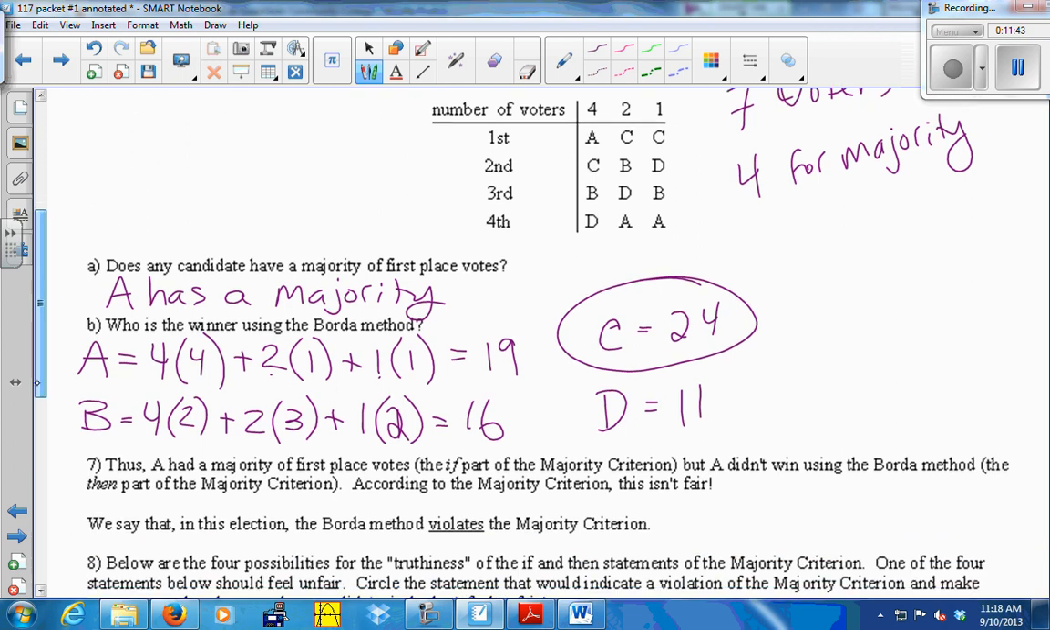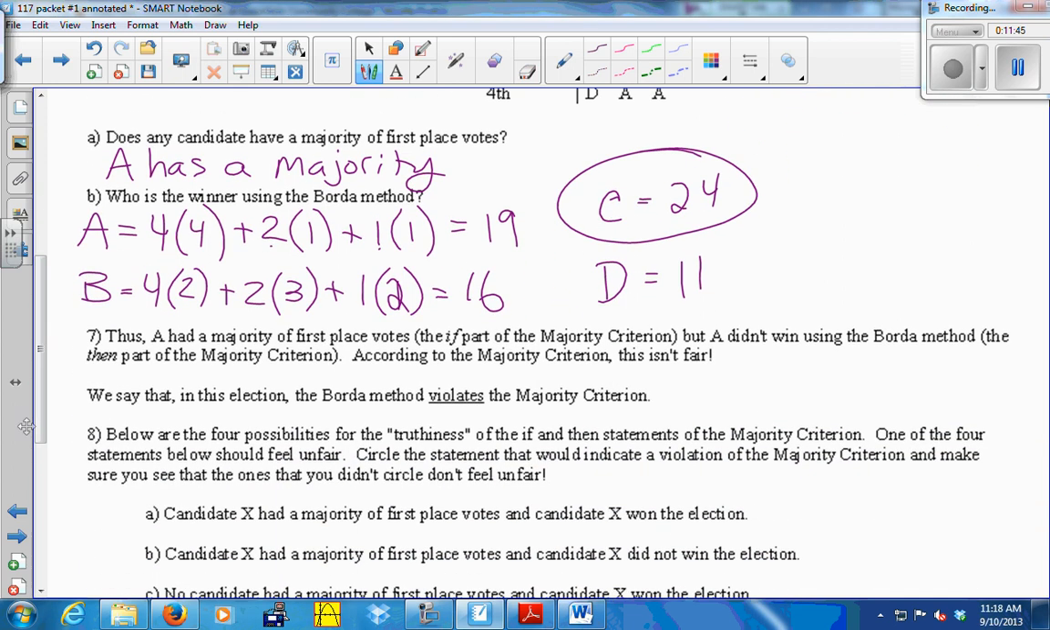Okay, so A had a majority of the first place votes. So the if part is true, right? If someone has a majority, satisfied, A has the majority, okay? But A didn't win, right? A lost the election. So that's the then part of the majority criterion. It says that if A has a majority, then A should win. So A has a majority, but A did not win, so we broke the rule, right?